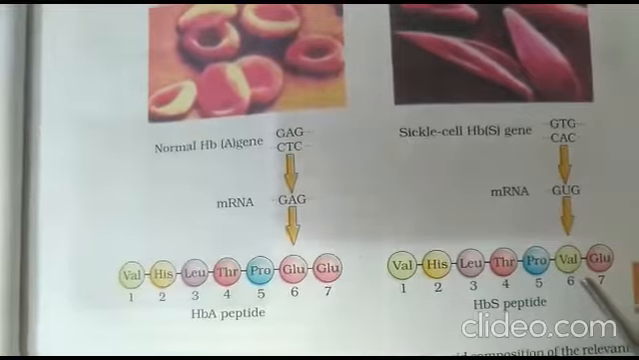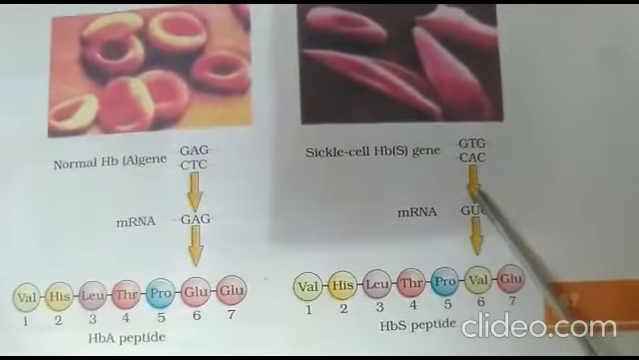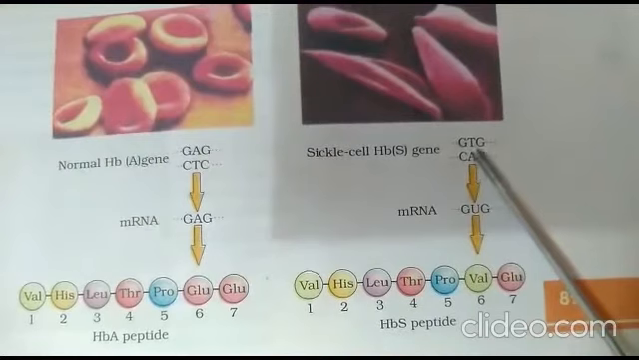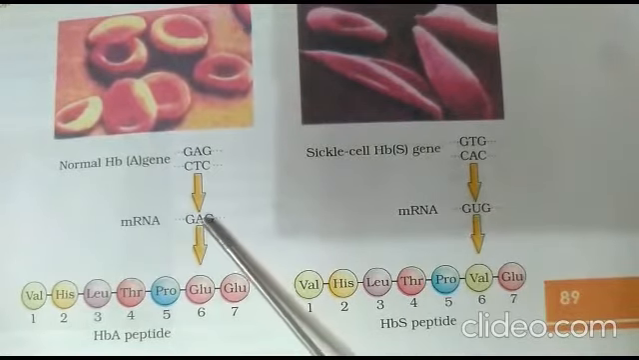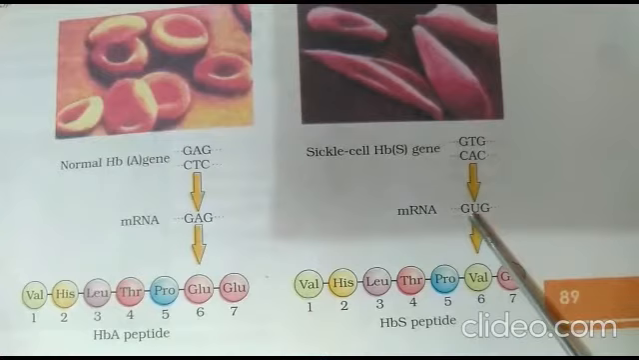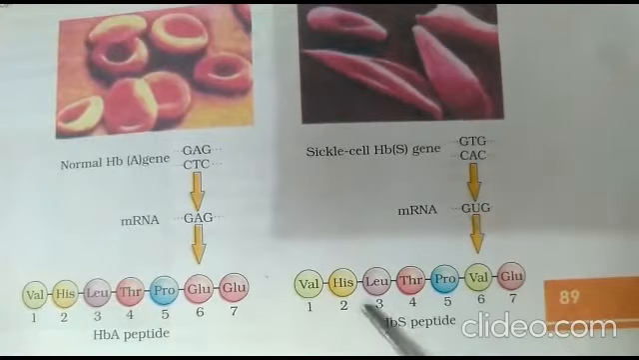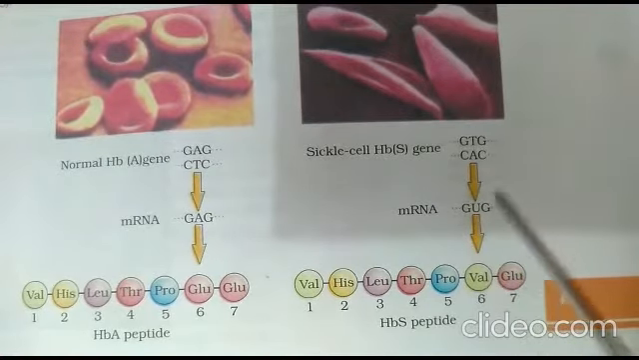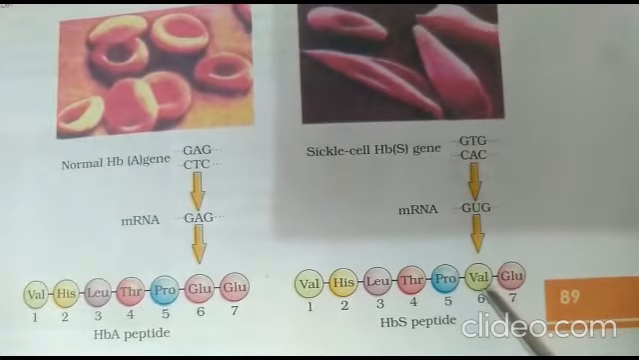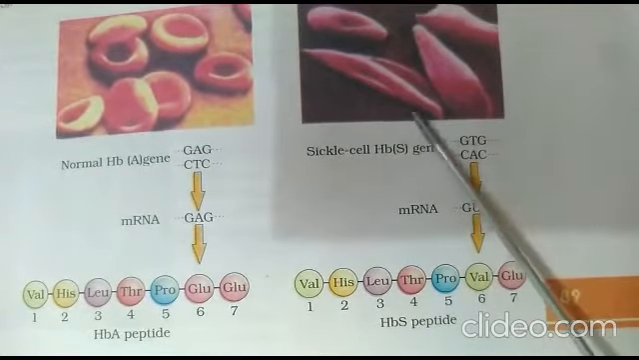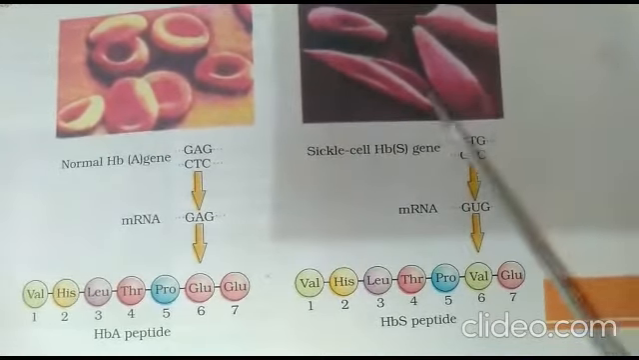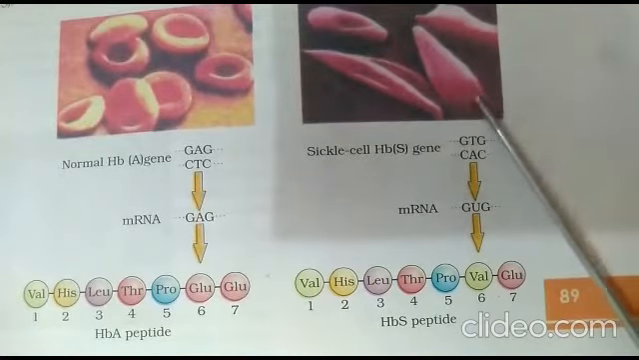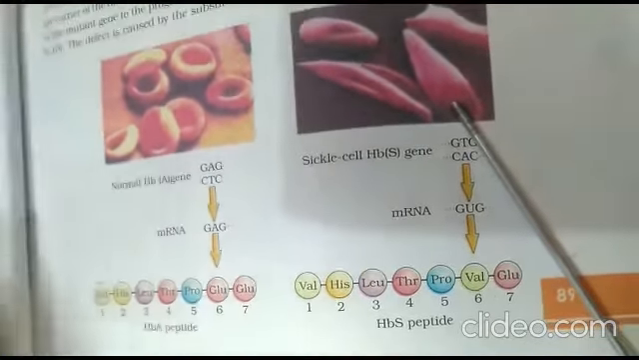Here you can see that when the defective allele is present in that position, only one base changes and it becomes GUG. In place of adenine, it is replaced by U at the sixth position. So there is a substitution of glutamic acid by valine, and thus the RBC becomes sickle shaped. And what will be the consequence of having such a shape? Let us see.